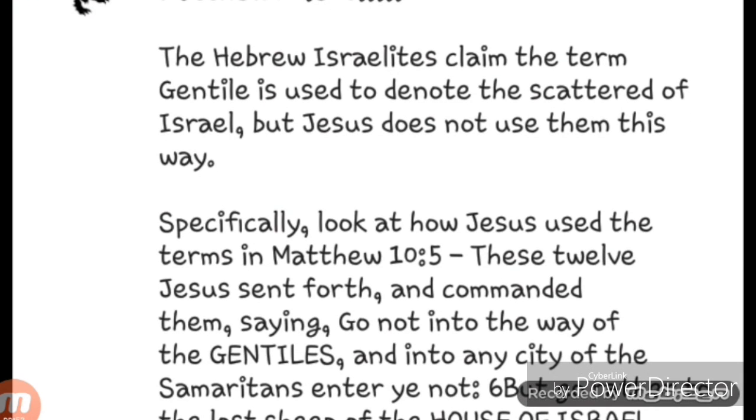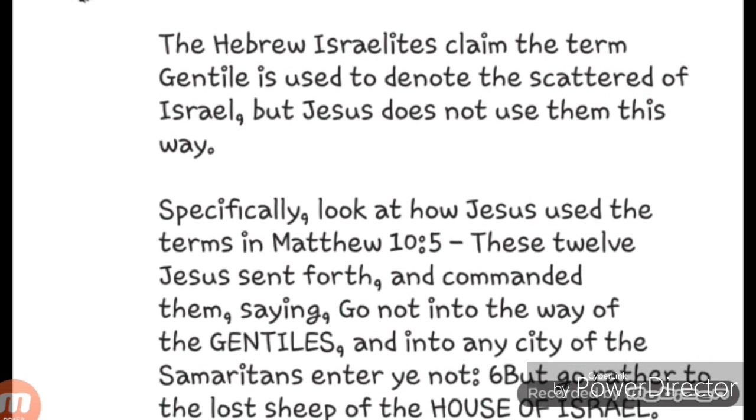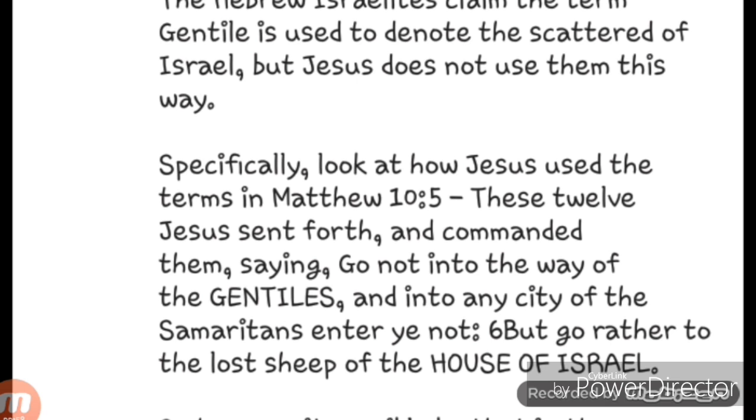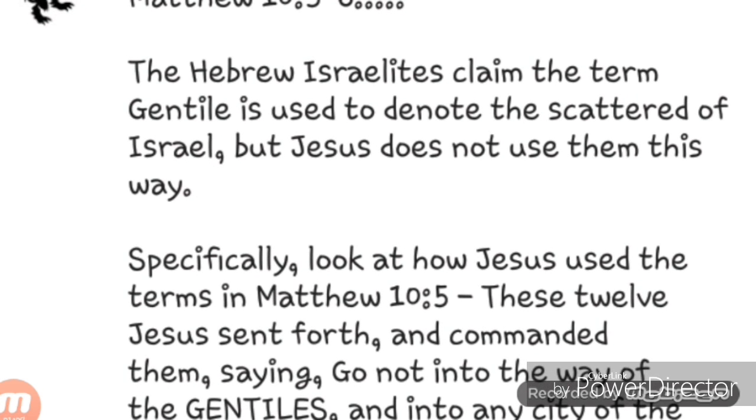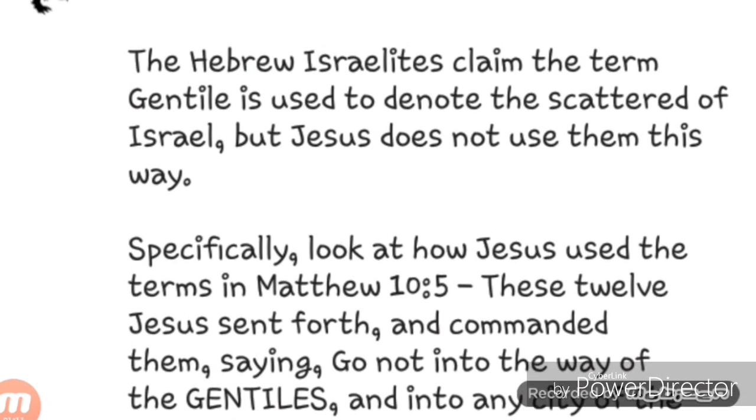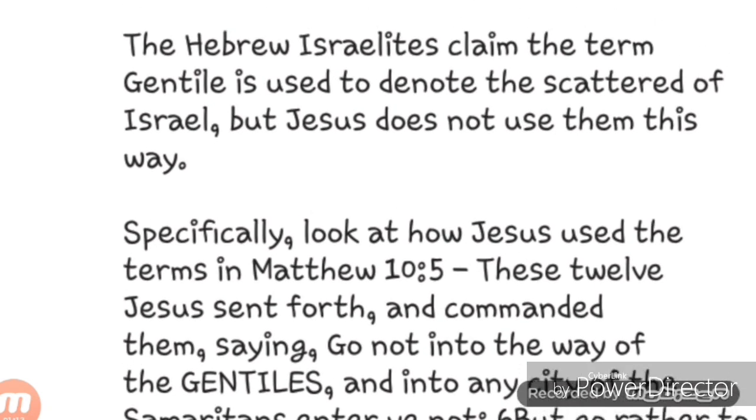The Hebrew Israelites claim the term Gentile is used to denote the scatterer of Israel. But Jesus, which is Yahweh Shai, does not use them this way. So he's saying we use the word Gentile to classify the Israelite foreigners that were scattered abroad. Alright? Which is true. Okay? We do use it in that term.